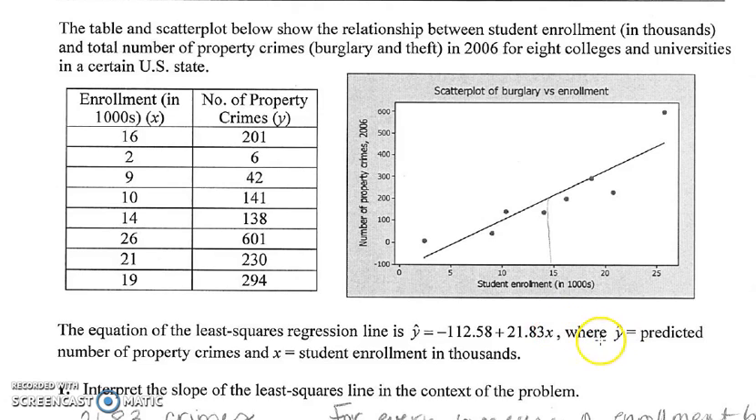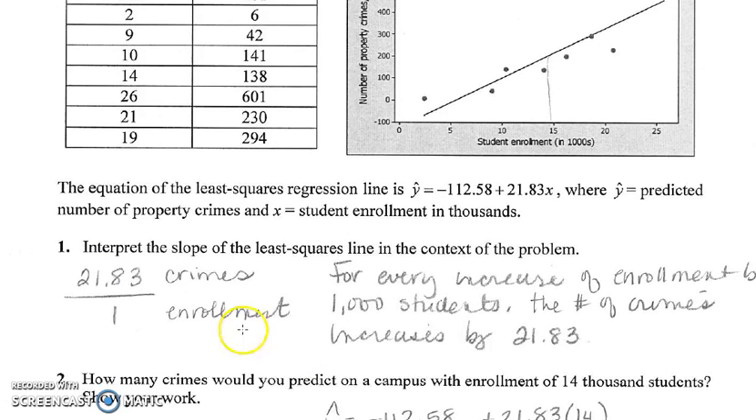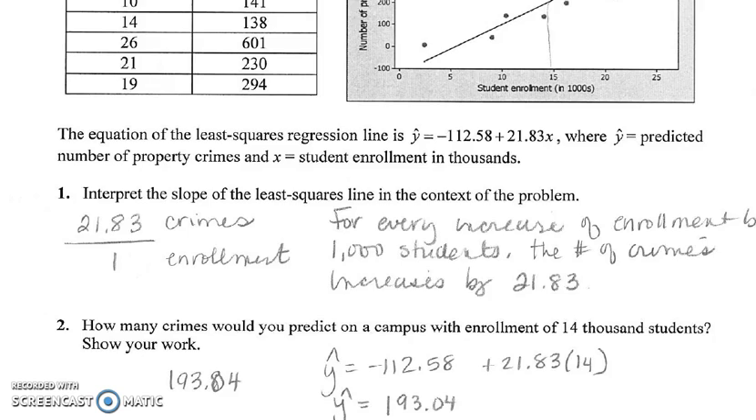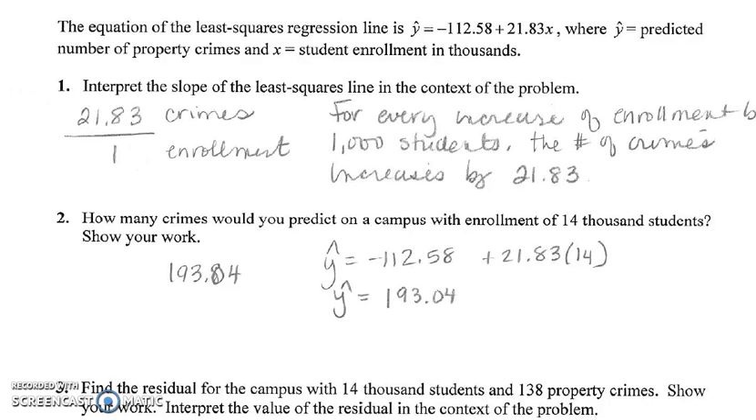So basically, my slope is 21.83. I write this as change in y over change in x. So change in y is 21.83 y, which is crimes, over x, which is 1 enrollment. And then I know that this is in terms of thousands. So my statement is simply, as the enrollment increases by 1,000, the number of crimes increases by 21.83. And the reason I know it increases is because 21.83 is positive. So therefore the number of crimes is going to increase 21.83 crimes on average for every time the enrollment increases by 1,000.